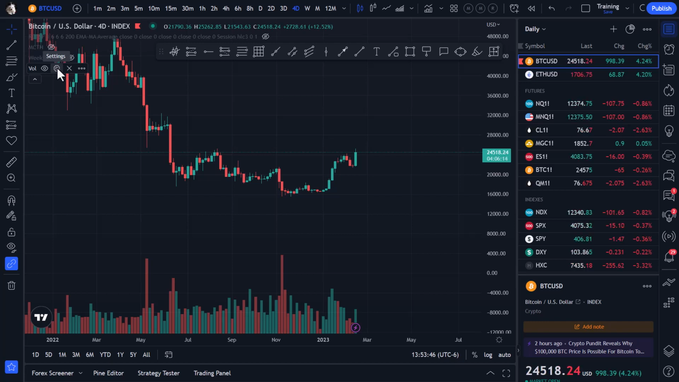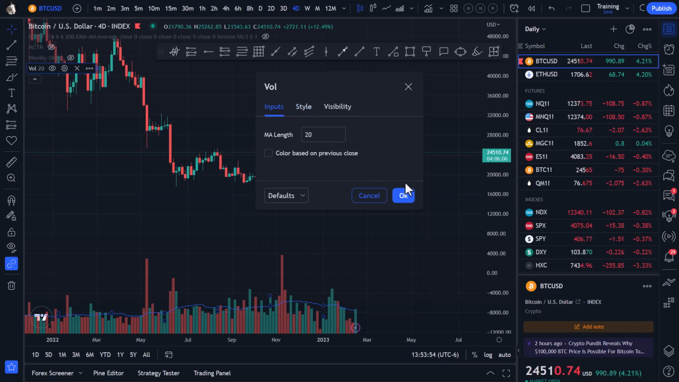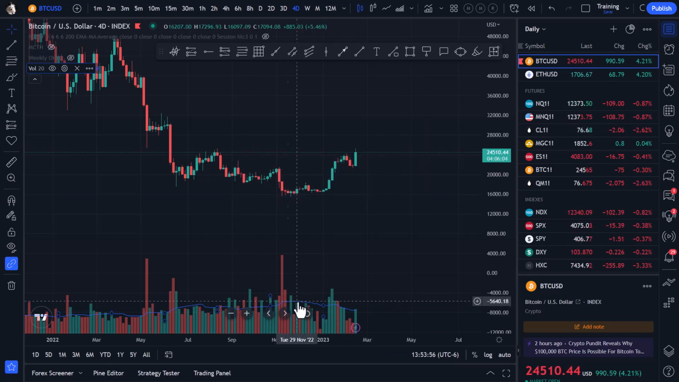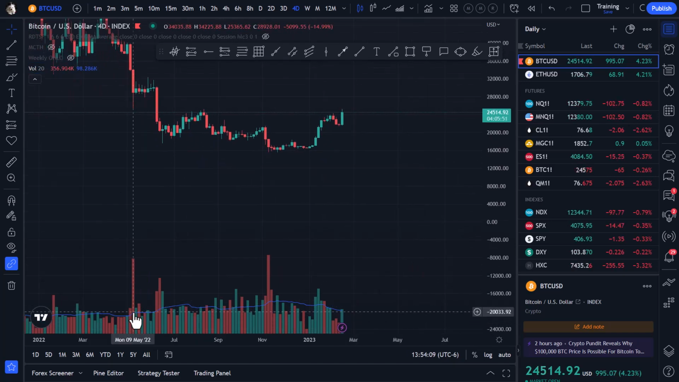If you see here in the settings, a lot of times what people do is a volume moving average, and I think the moving average here is 20. So that's a moving average of the volume of the last 20 bars, the last 20 volume bars. We'll get into this more with indicators, but usually you'll see a volume and then you'll see a moving average.